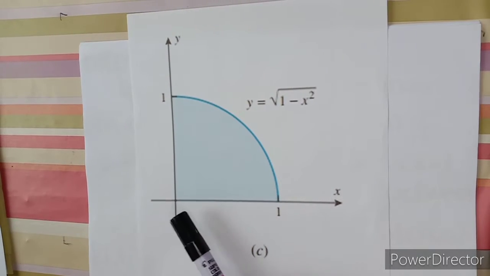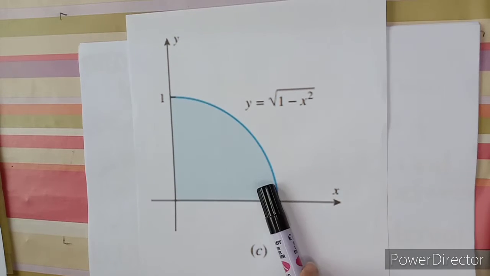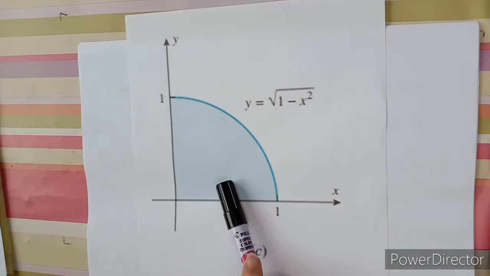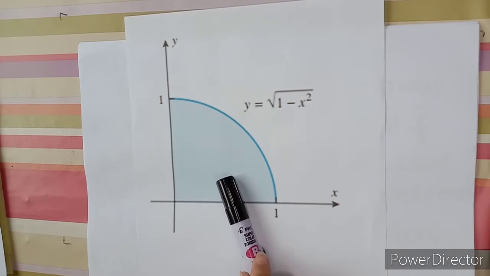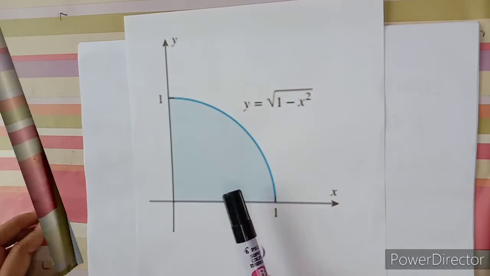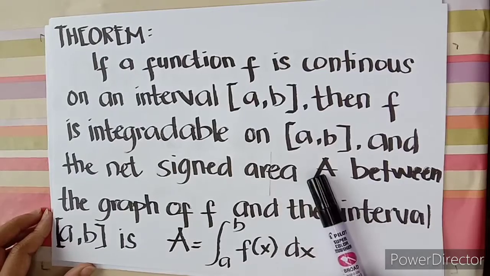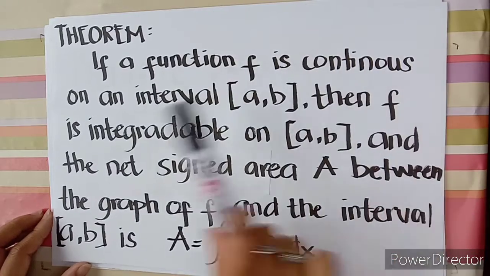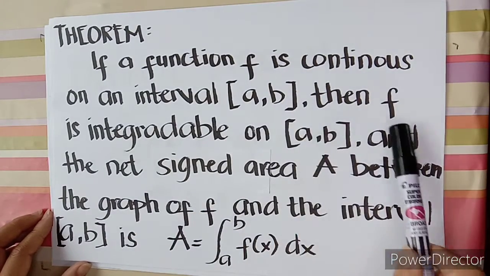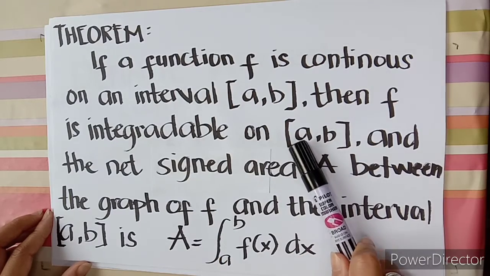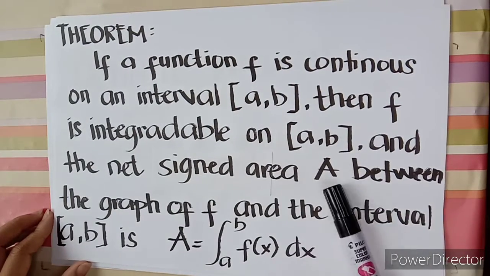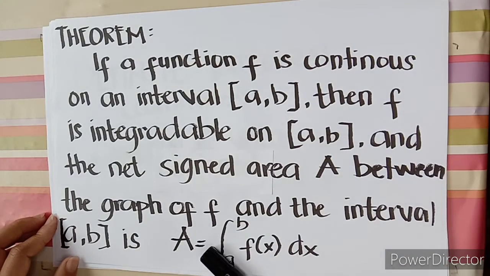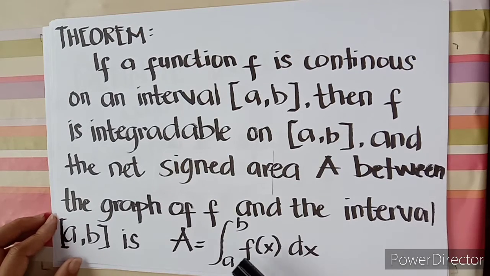Therefore, by sketching all those three functions, we can conclude that the area of a plane or geometric figure can also be calculated or measured by using integration. This theorem answers why we can get the area of a certain function: if a function f is continuous on a closed interval [a, b], then f is integrable on the closed interval [a, b], and the net signed area A between the graph of f and the interval [a, b] is A equals the integral of f of x dx evaluated from a to b.